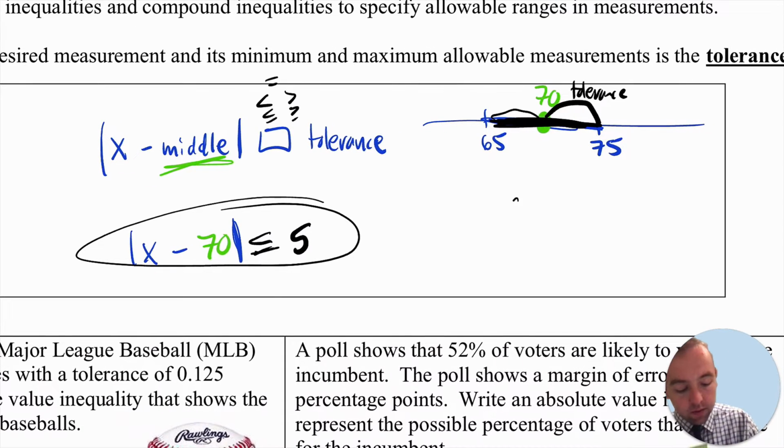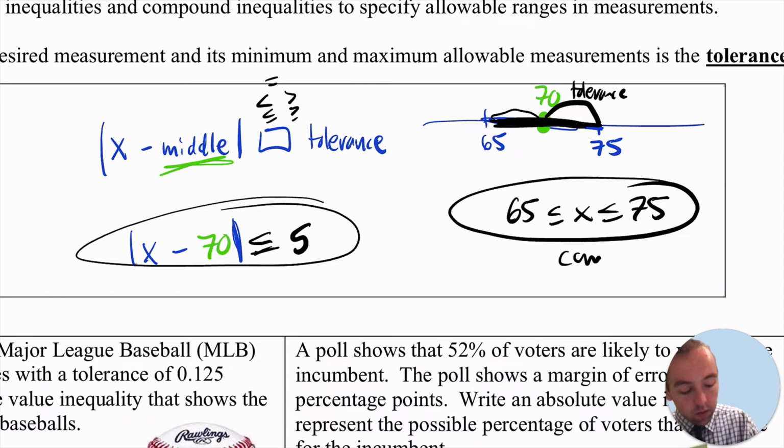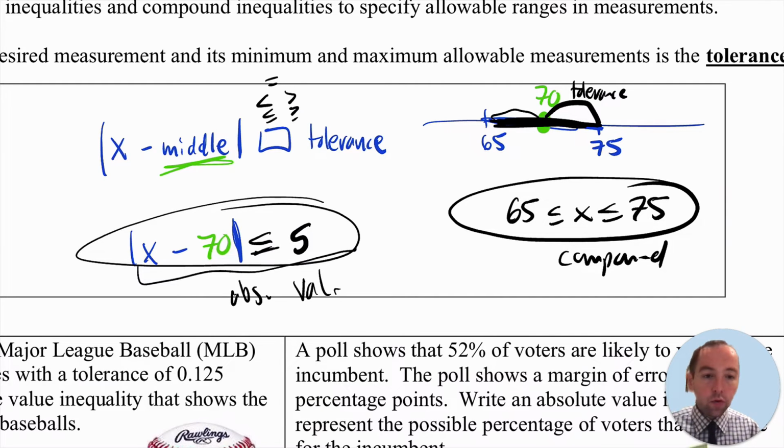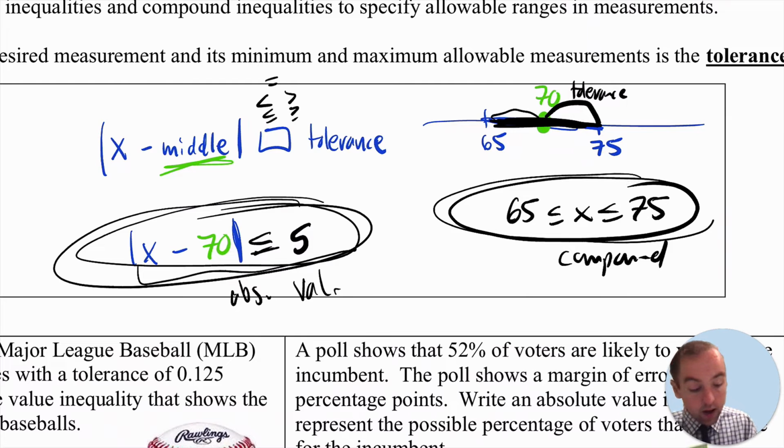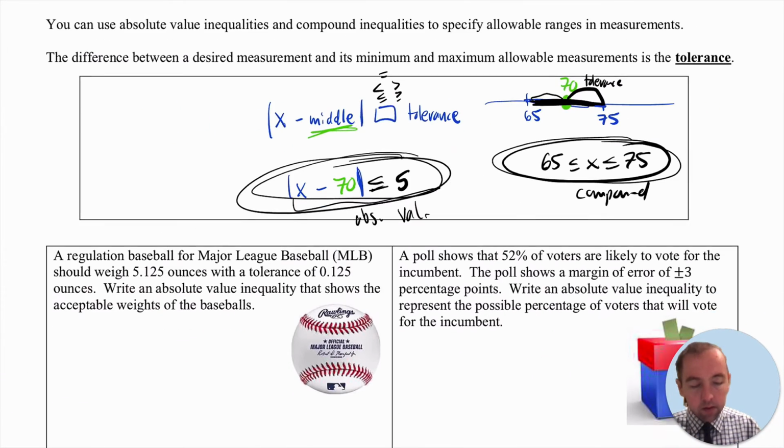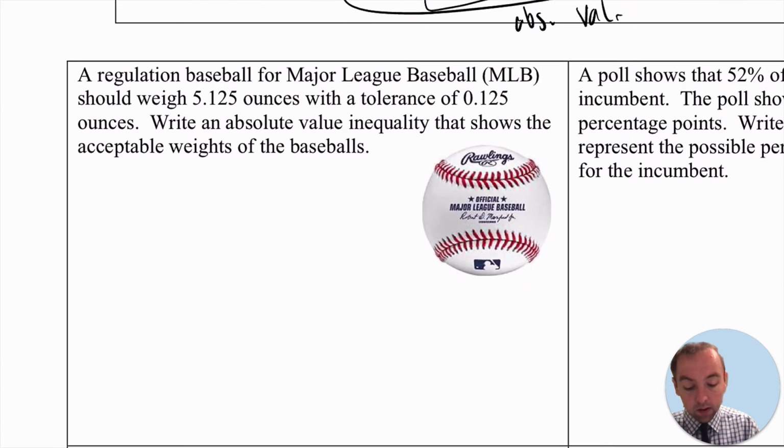So rather than just writing the inequality 65 is less than or equal to x is less than or equal to 75, which would be a compound inequality, this right here would write it as an absolute value inequality and model what's going on. But either way, that and that are equivalent, okay? All right, that gives you a rough introduction. Let's take a look at some examples so we can get this to really settle in.